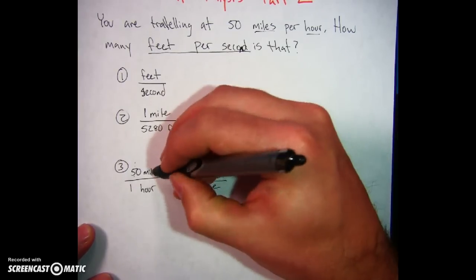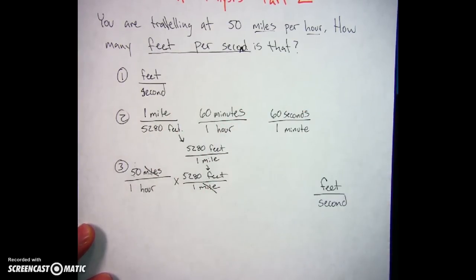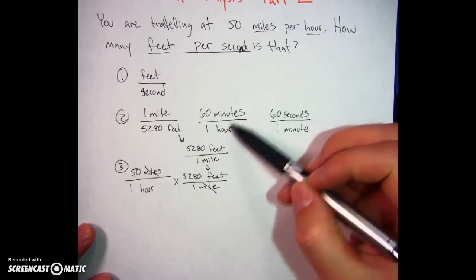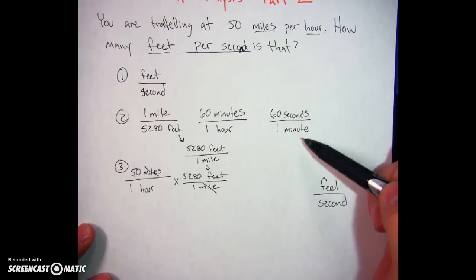Okay, great. Now miles, those units cancel out, and we're left with feet. That's exactly what we want in our answer. So good, we're done with the top part. Now we just have to figure out how to get this hours to convert into seconds. We have hours here. We can convert from hours into minutes and then minutes into seconds.